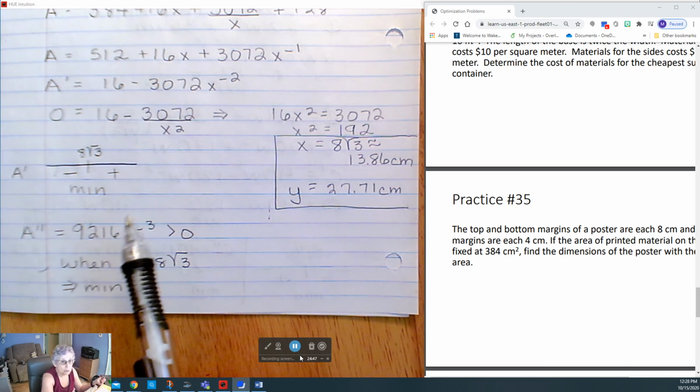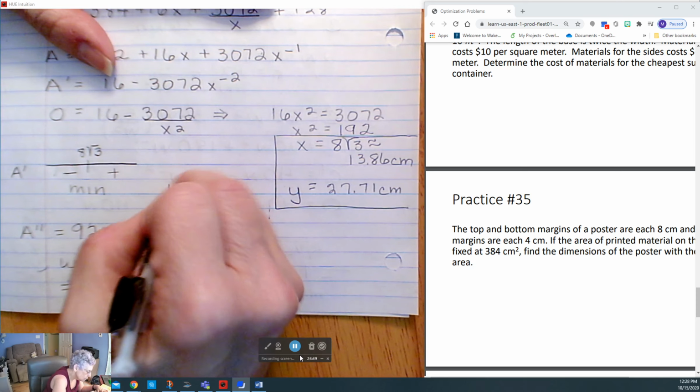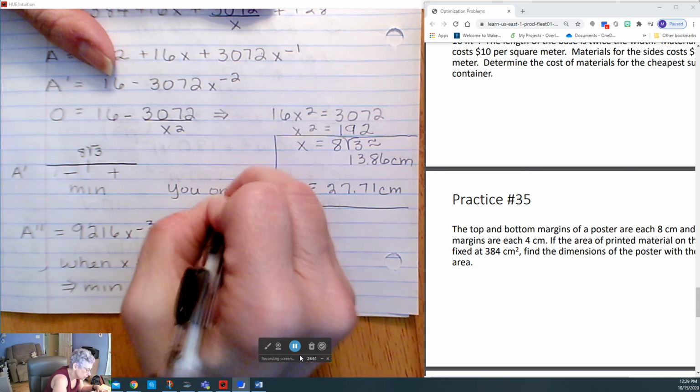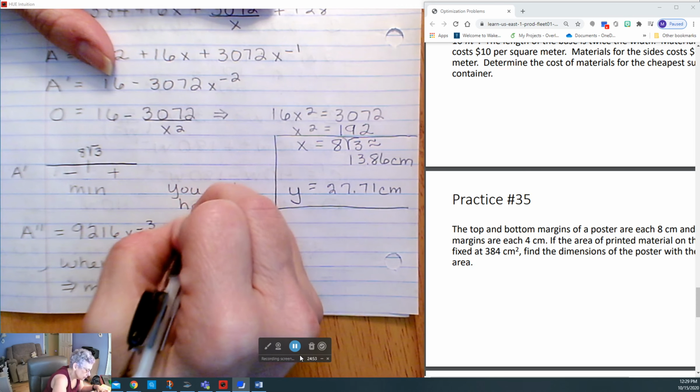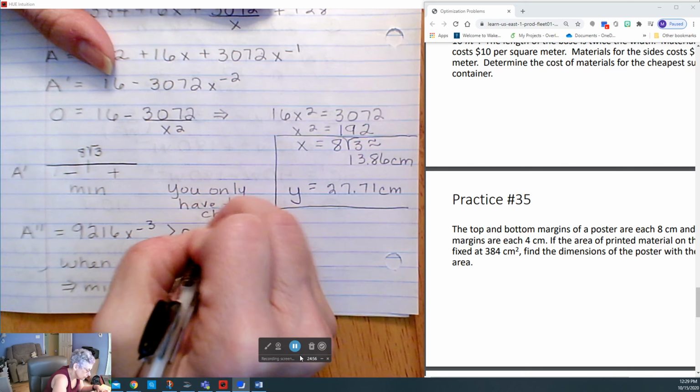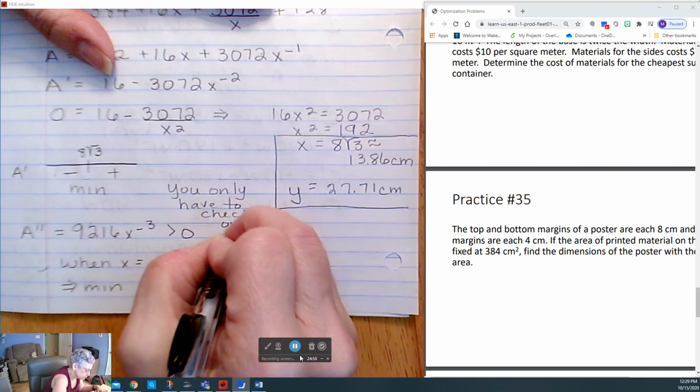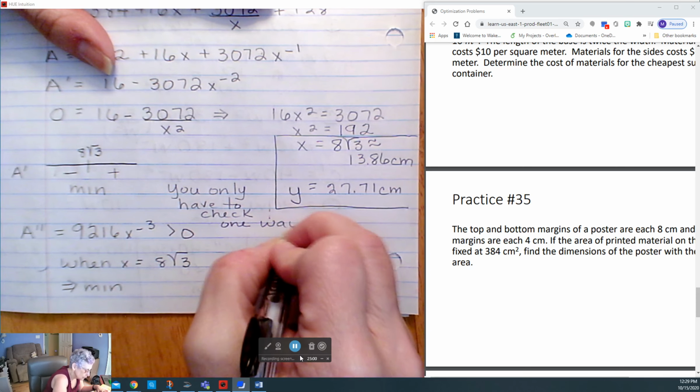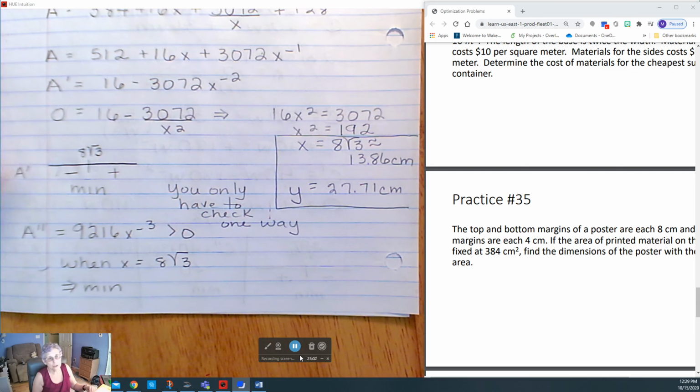And then I checked both ways. You only have to check one way, either first derivative or second derivative test.